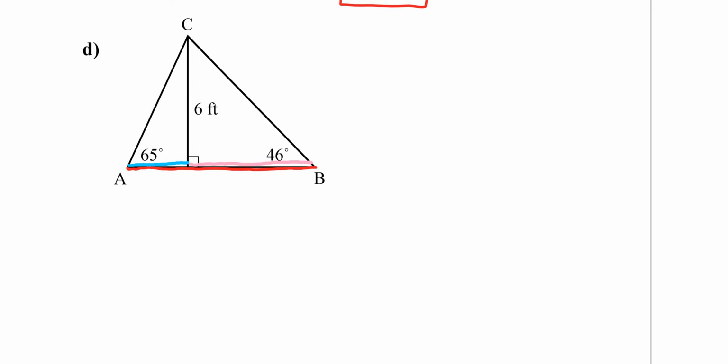Okay, let me just erase this here. Let's take a look at this smaller triangle here. I know that this right here, the 6 feet, compared to the 65 degrees, is going to be your opposite.